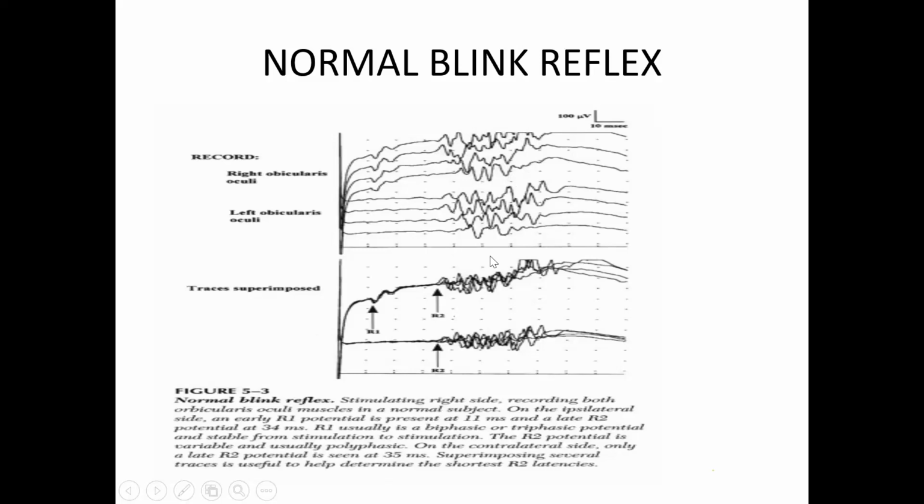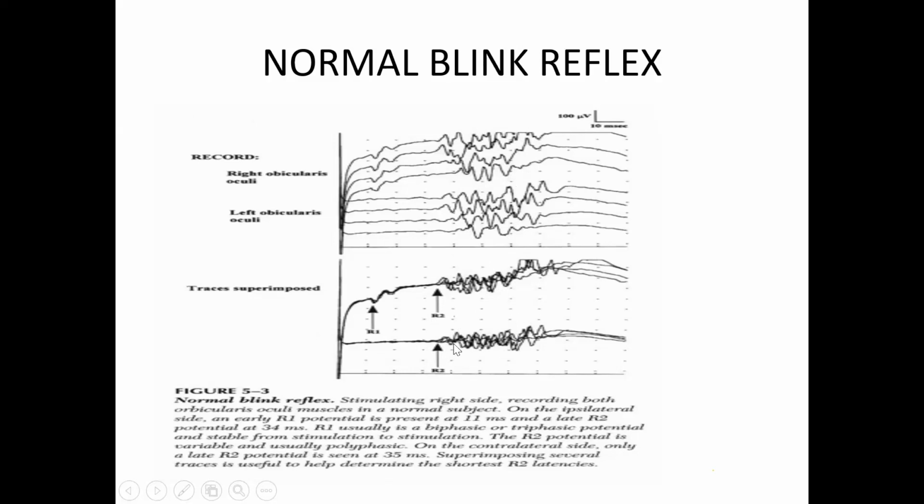On the contralateral side, only the late R2 response is seen. R1 is usually very small. On the contralateral side, usually you end up seeing the R2 only. So the R2 potential is seen at a latency of 35 milliseconds. You have to superimpose several traces to really record this R2 also.